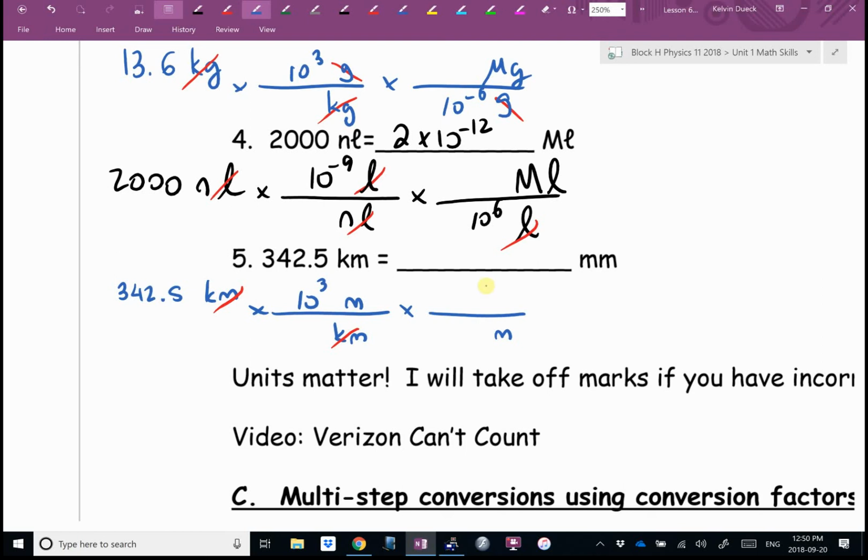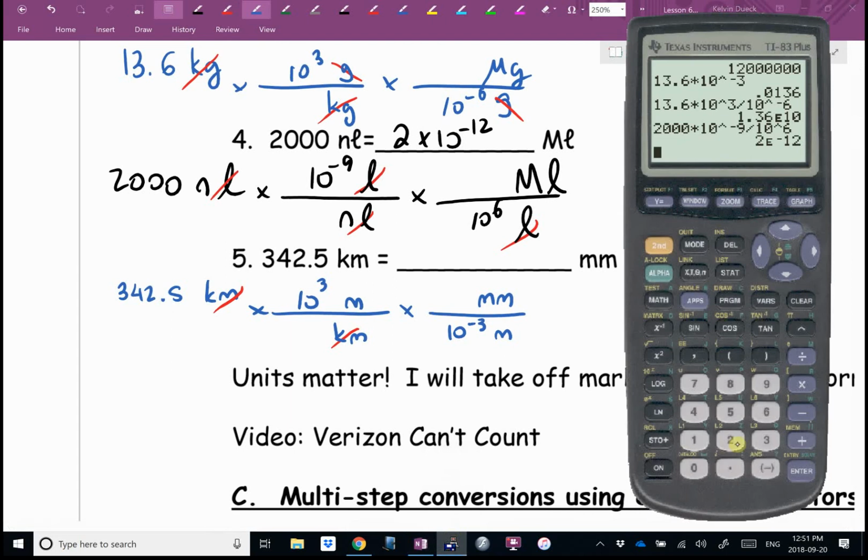So I want millimeters on the top, which means the metric prefix is going to go down on the bottom here, the metric number, sorry, not the prefix, the number. Milli is 10 to the -3. 342.5 kilometers is how many millimeters? It's probably going to be a fairly big answer.